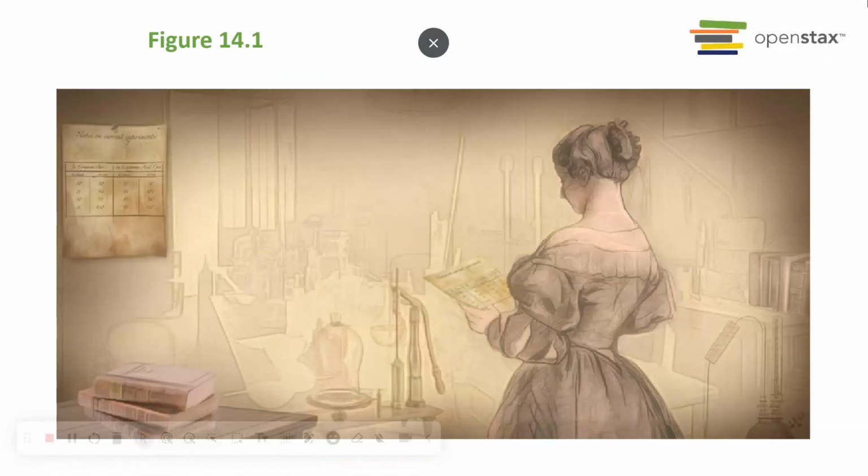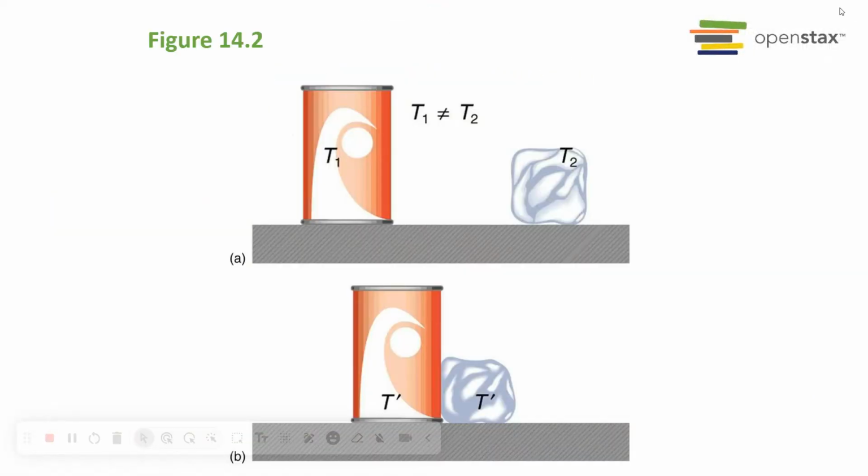All right, for note question number one. Today we're going to talk about heat and heat transfer.